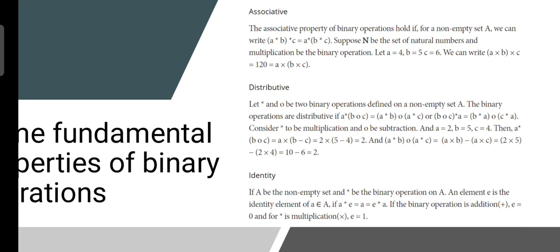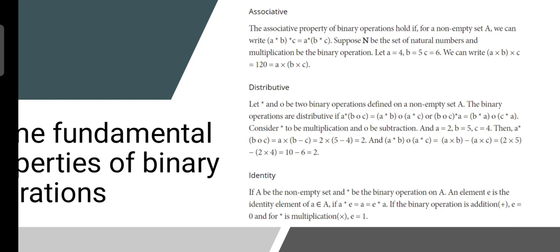For example, if we take A as 4, B as 5 and C as 6, and our set is the natural numbers, then the multiplication of these three numbers, done in any order, gives the result 120. So the order doesn't matter in the set of natural numbers for the binary operation multiplication.